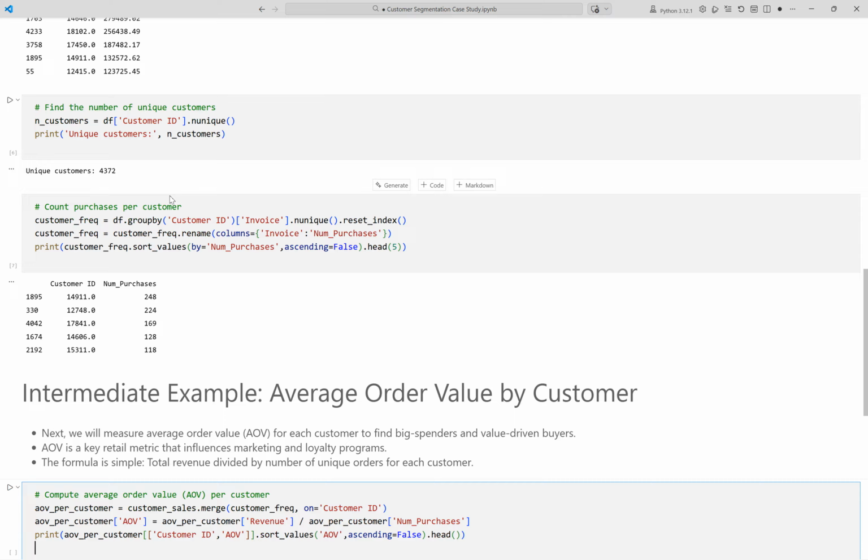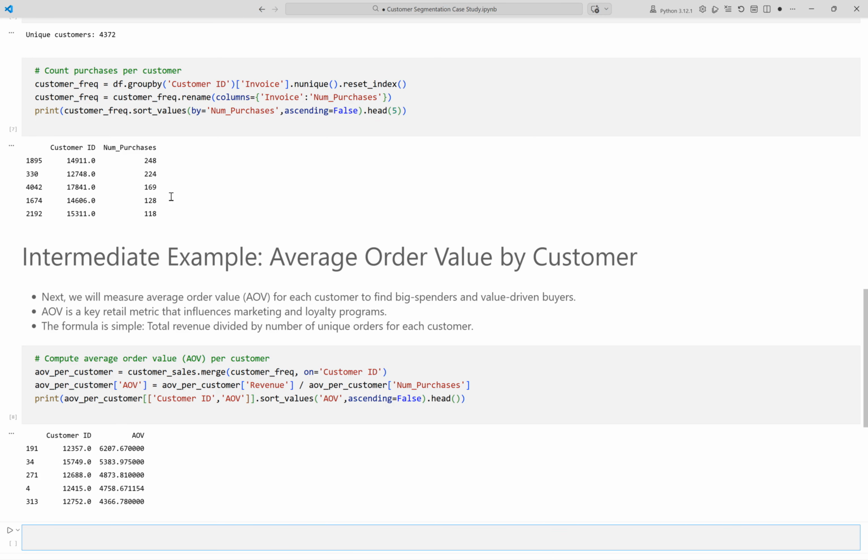Running the cell now. Here we see the top 5 customers ranked by their average order value, AOV, highlighting those who spend the most per order. Notice the AOV numbers, which reflect total revenue divided by purchase frequency, helping us identify high-value customers who may be prime targets for premium marketing or loyalty rewards. This aligns with our goal to segment buyers based on spending behavior. How might your marketing strategy change for customers with high AOV?